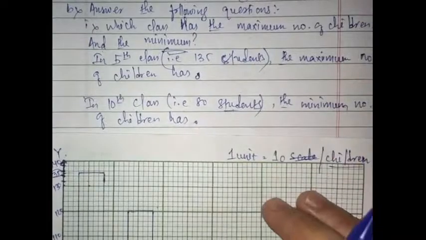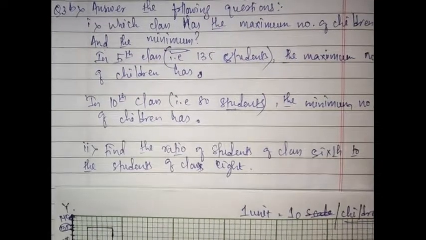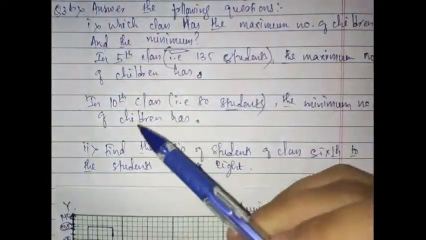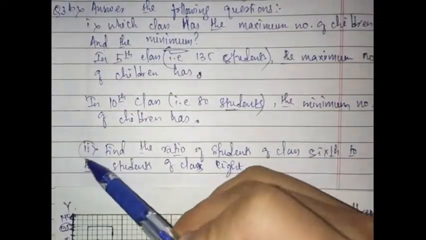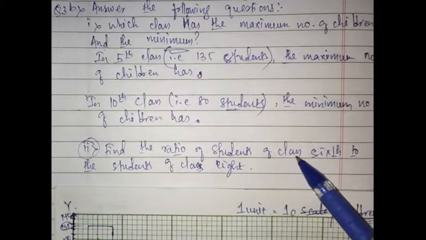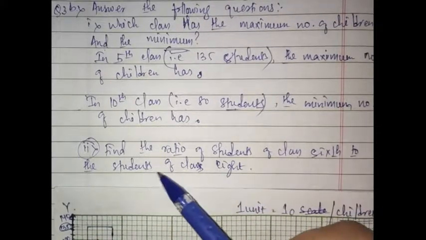Our next question from question number 3B. Answer the following question. Number 2 is, find the ratio of the students of the class 6th to the students of the class 8th.